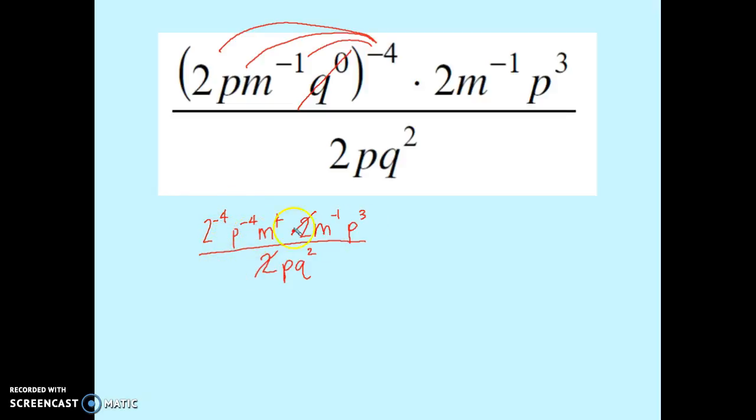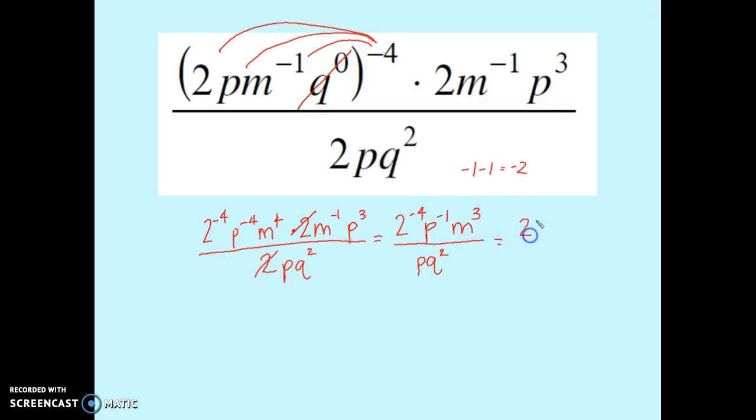Alright, so I'm going to go ahead and combine what's on top. So I'm going to leave that 2 to the negative 4. Now I got a negative 4 plus 3. It's going to give me a negative 1. I have a positive 4 and a negative 1. It's going to give me a 3. And then on the bottom, I'm down to pq squared. I'm going to subtract. The only thing I need to subtract are the p's, because I don't have any m's or q's on top and bottom. So negative 1 minus 1 gives me a negative 2.